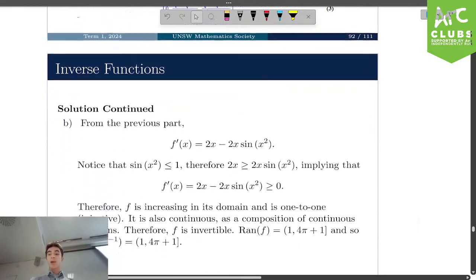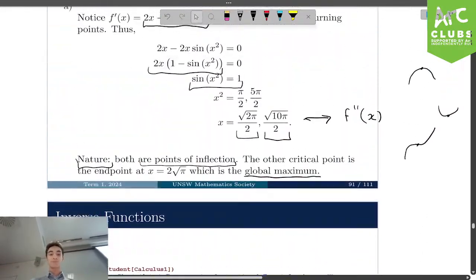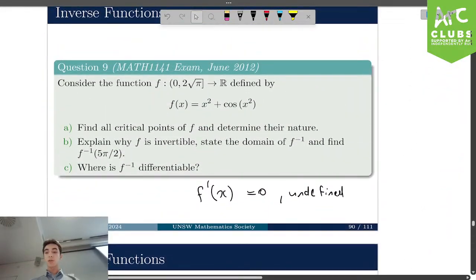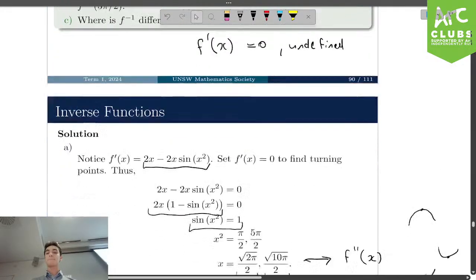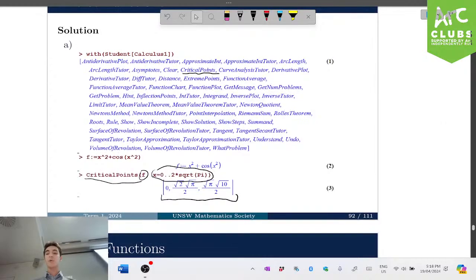All right. Now, part B of the question was explain why f is invertible, so why f has an inverse, right? And state the domain of this inverse and find the inverse of 5 pi on 2, okay? So let's find out how we do this.